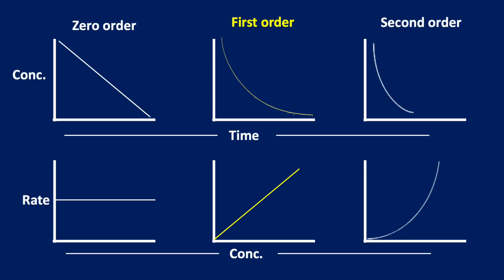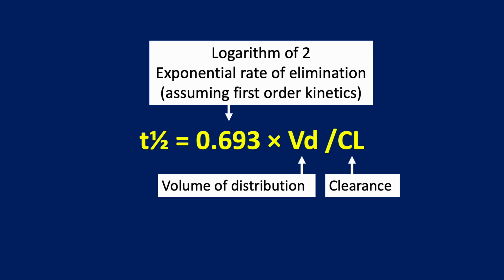We will focus on first-order half-life elimination as this is the most frequently observed clinically. However, it's important to remember zero and second-order kinetics also exist. The formula for half-life is T-half, which is equal to 0.693 times the volume of distribution divided by clearance. 0.693 is the natural logarithm of 2 and represents the exponential rate of elimination, assuming elimination is by first-order kinetics.